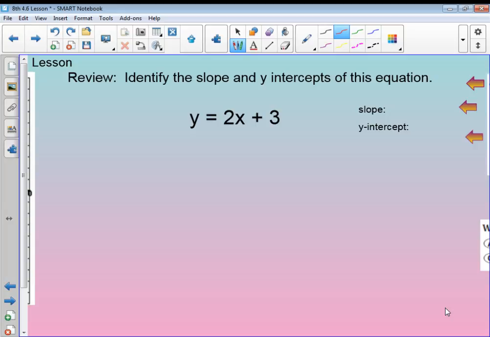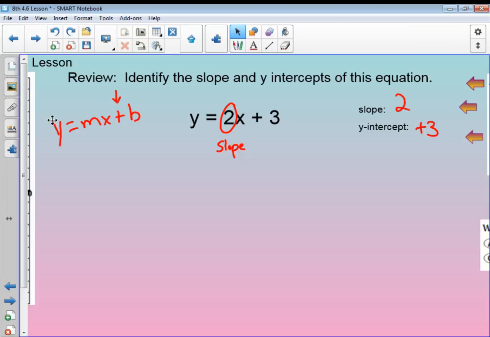So our slope, remember, we have y equals mx plus b. This does not always have to be a plus sign. Sometimes it is a negative. M in this equation represents our slope. So here is our slope. And our y-intercept is our b. So here is our y-intercept, which was positive 3. So our slope was 2, or 2 over 1 if we were to graph it out. And our y-intercept was positive 3.